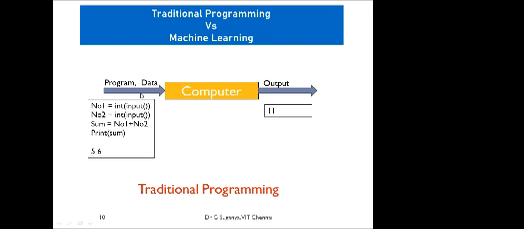So this is traditional programming. All that the computer does is process the raw data with the program and deliver the output. That's it, nothing more than that. In contrast to that, what is expected out of a machine?